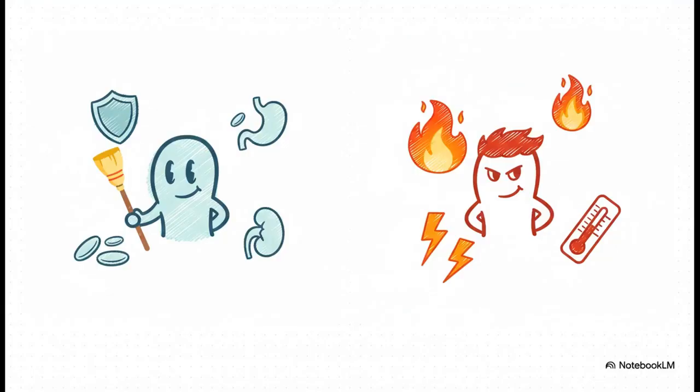COX-1 is what we call constitutive, meaning it's always on, humming along in the background, doing essential housekeeping jobs. It makes prostaglandins that protect your stomach lining, it helps keep blood flowing to your kidneys, and it makes that thromboxane we need for normal clotting. COX-2, on the other hand, is inducible. It's normally off, but when there's an injury, its production goes through the roof. It's the one driving the pain and fever we actually want to treat. So here's the goal. We want to shut down the instigator, COX-2, without messing with the housekeeper, COX-1.